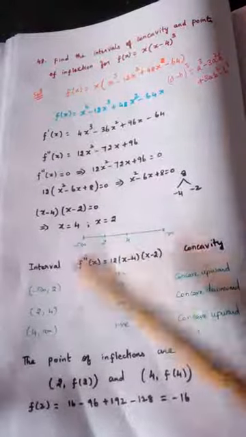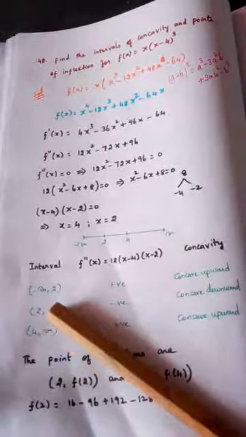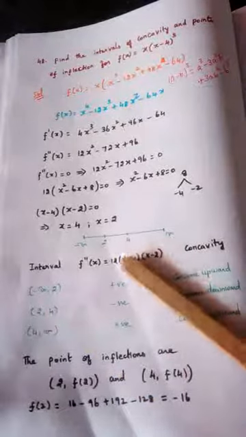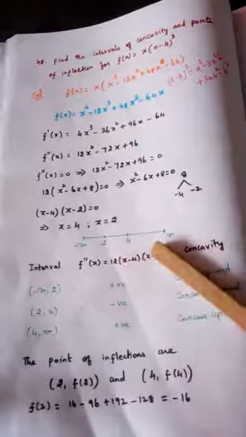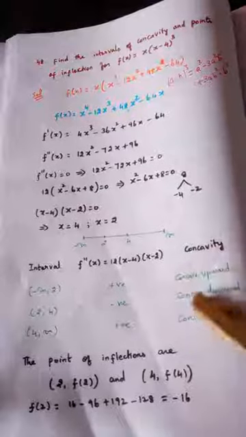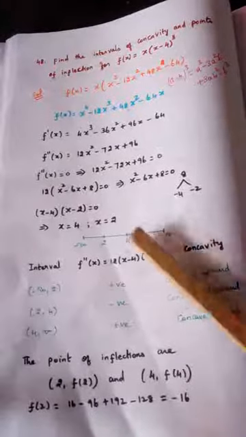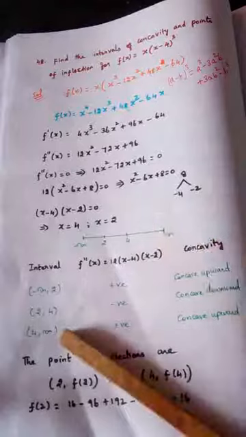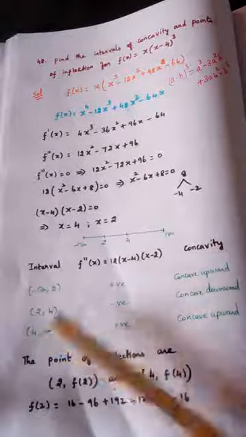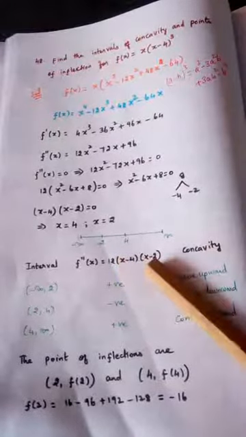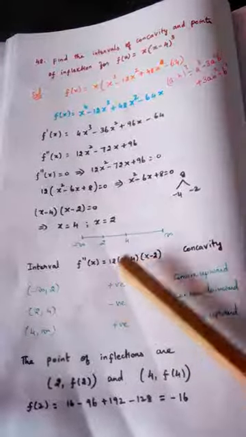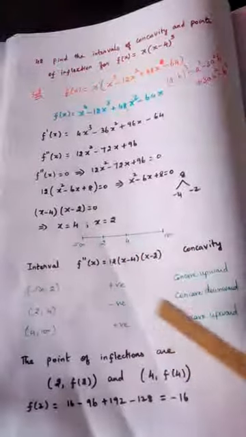Second interval, 2 to 4. Take one number from this interval. For example, 3. Substitute 3 here, negative. 3 here, positive. So negative, positive means negative. Concave downward. Go for the next interval, 4 to infinity. Take one number, 5. First bracket, positive. Second bracket, positive. So positive into positive, positive. Concave upward.